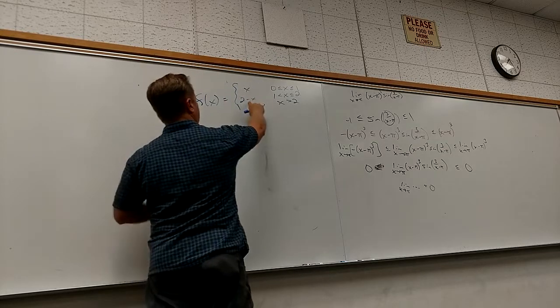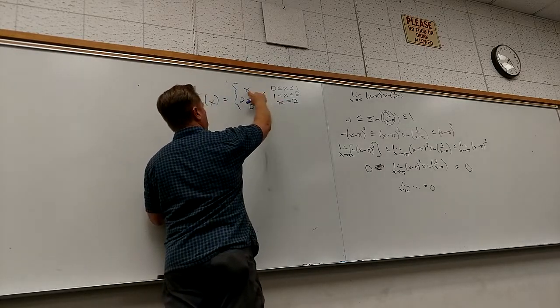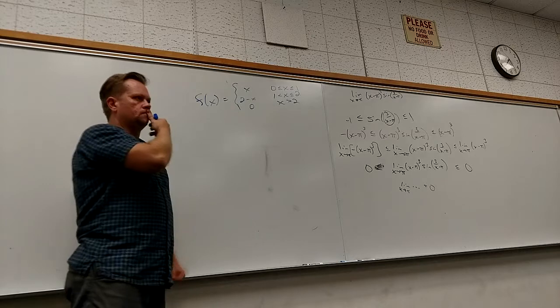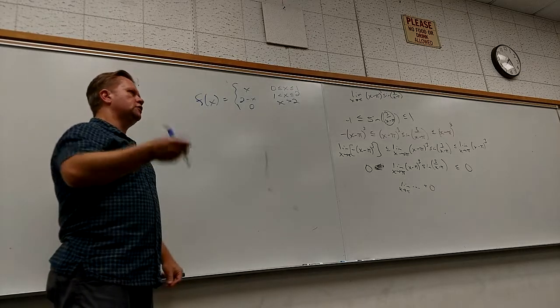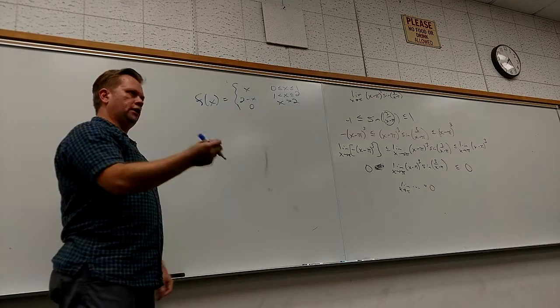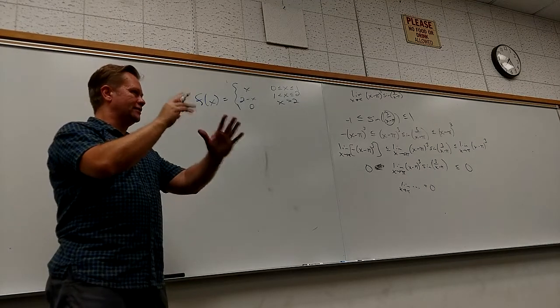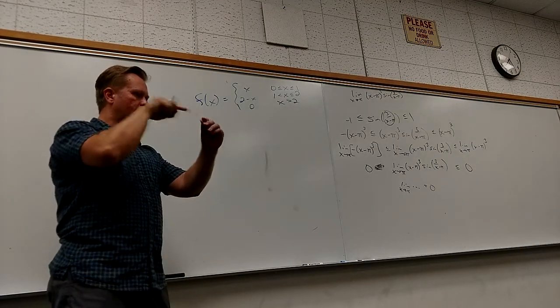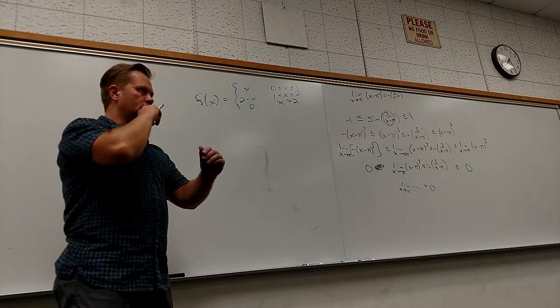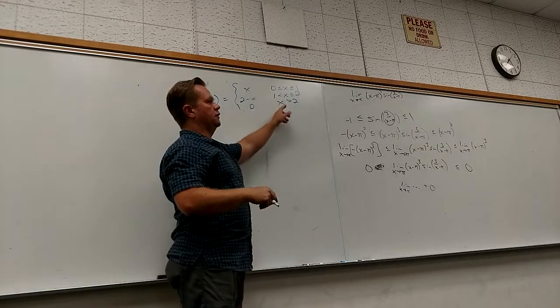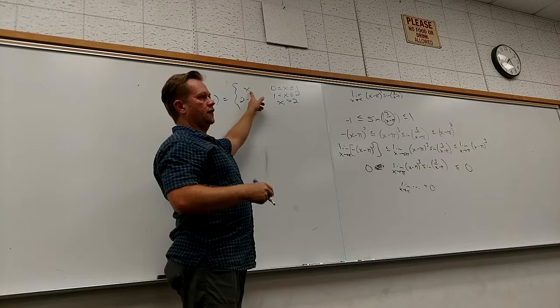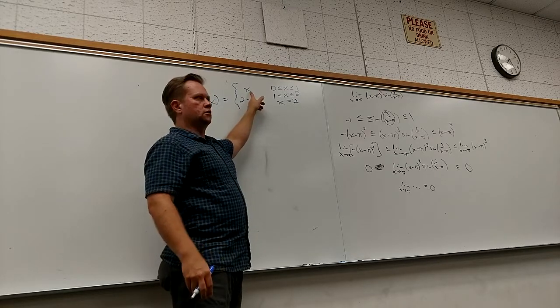You have this one that does not exist at 1, and this one fills that hole in. You can't have 2 different definitions for an input. So I know they fill each other in, but technically that's not really a function because you have 2 different definitions at that point. At 1, what currently is the definition? f of x equals x for 1.